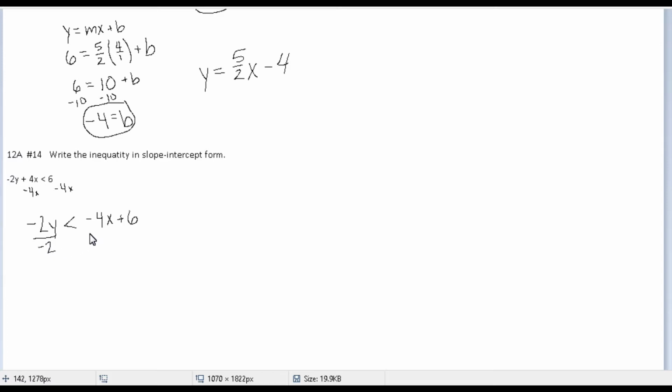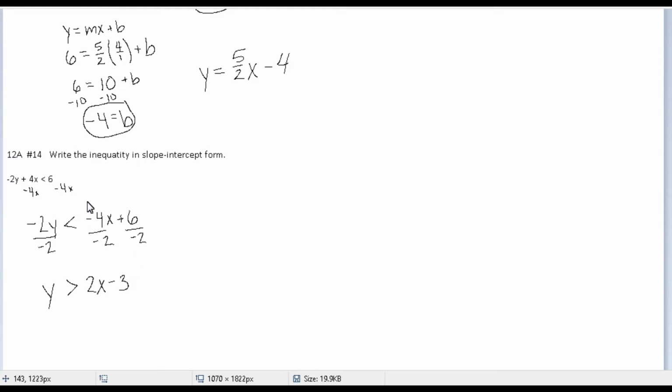Then we're going to divide by what's in front of the y. So we're going to divide everything by -2. When we have an inequality, if we multiply or divide by a negative number, we have to change the direction of this. So when I start to write this, I'm going to say I divided by negative, so I need to switch the direction. Then we have -4 over -2, which is just a positive 2x, and this will be -3. Now you're done and you've written the inequality in slope-intercept form.